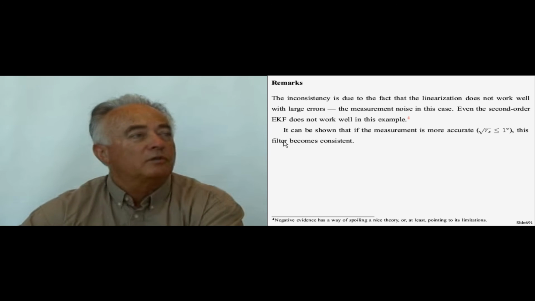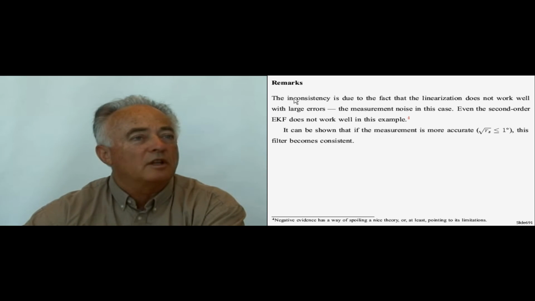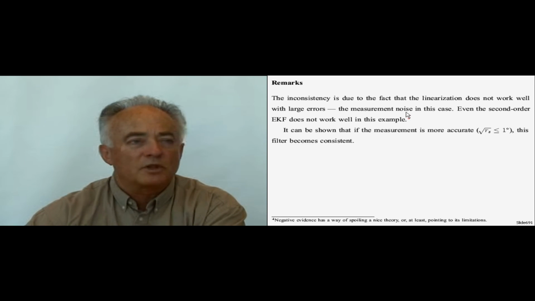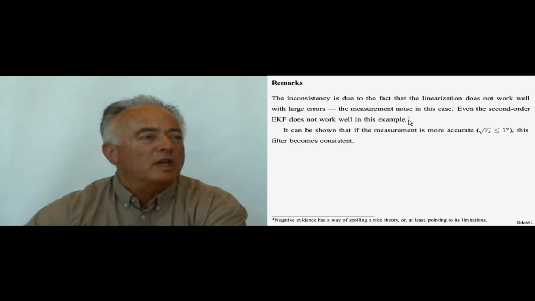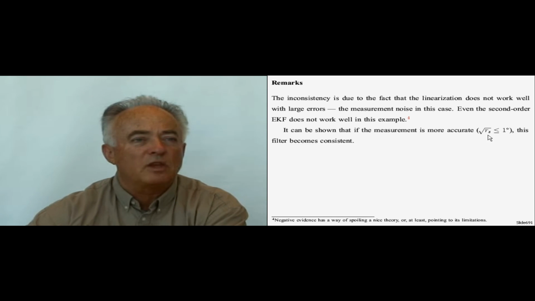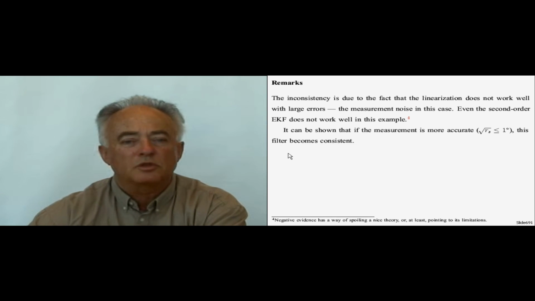And the reason for the inconsistency is the fact that linearization does not work well with large errors, and it is the measurement noise that really causes the problems here. Even a second-order extended Kalman filter does not work well in this particular case. Now, if the measurements are more accurate, namely the standard deviation is 1 degree or less instead of the 3 degrees, this filter does become consistent.